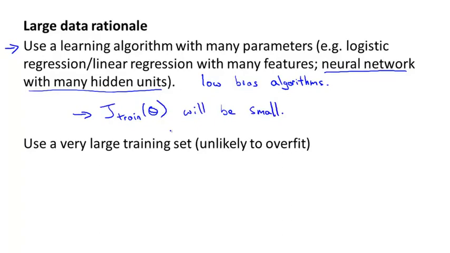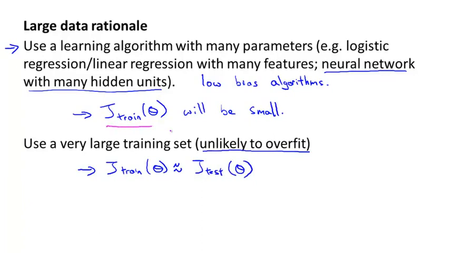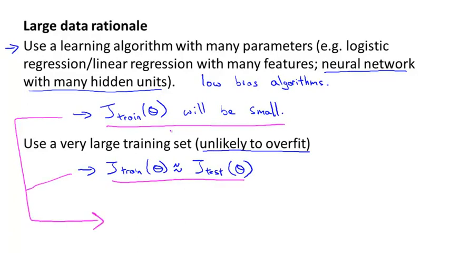Now let's say we use a massive training set. If we have a huge training set, then even though we have a lot of parameters, if the training set is much larger than the number of parameters, then hopefully these algorithms will be unlikely to overfit, because we have such a massive training set. And by unlikely to overfit, what that means is that the training error will hopefully be close to the test error. Finally, putting these two together, if the training set error is small and the test set error is close to the training error, what these together imply is that hopefully the test set error will also be small.